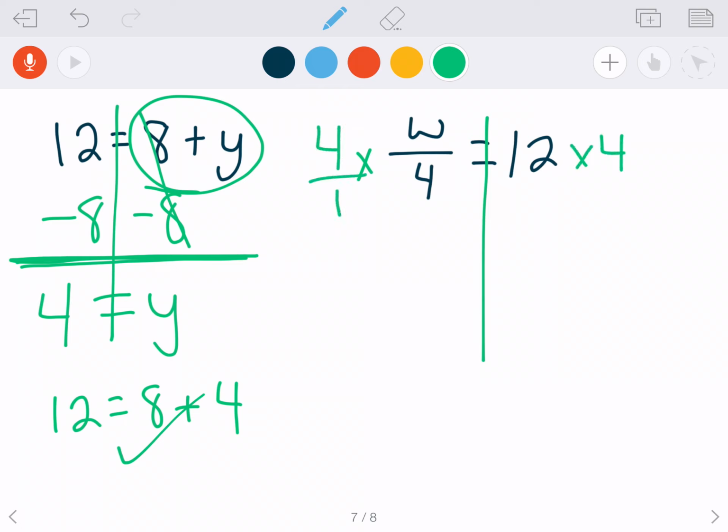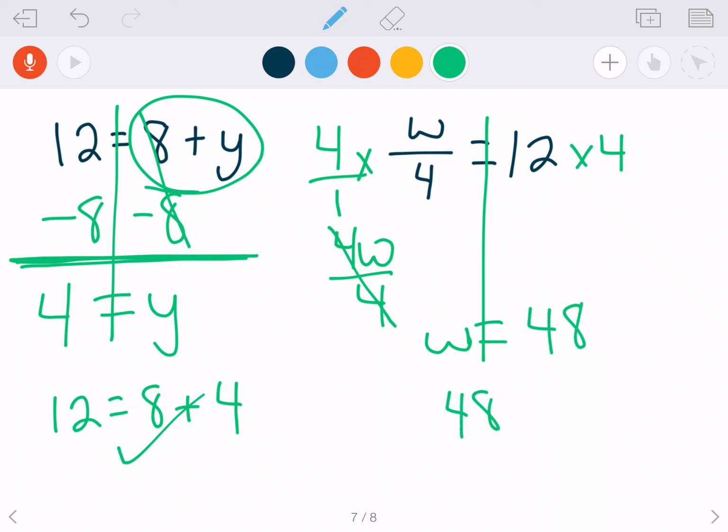Now, 4 over 1 times something over 4. Well, I'm going to get 4w over 4. Well, 4 over 4 is just 1. So my w here is by itself. And then I know that 12 times 4 is 48.